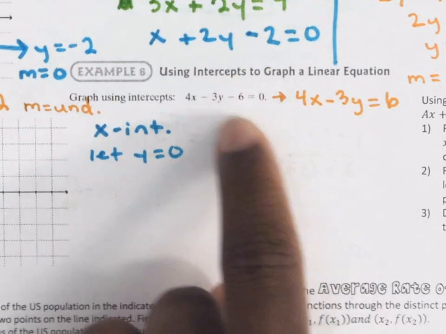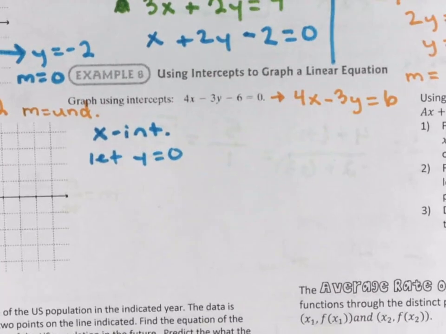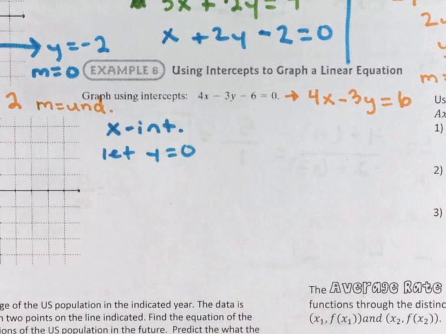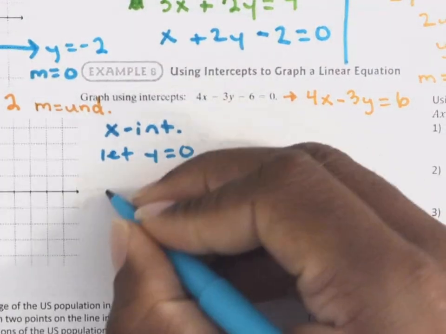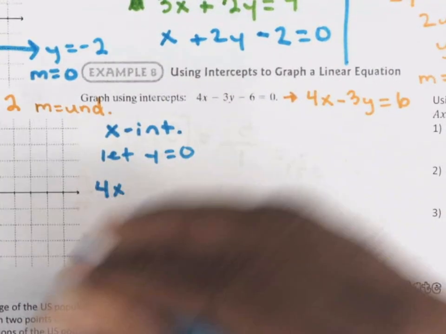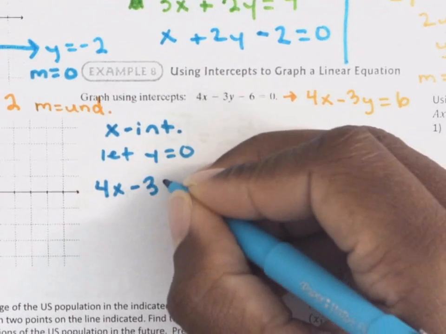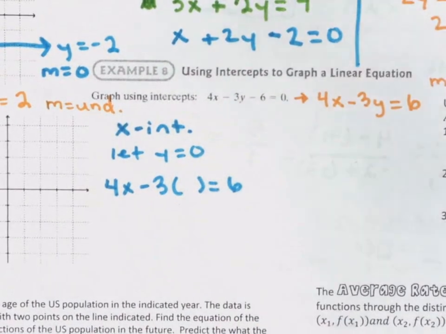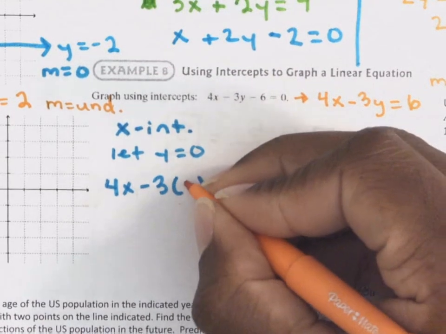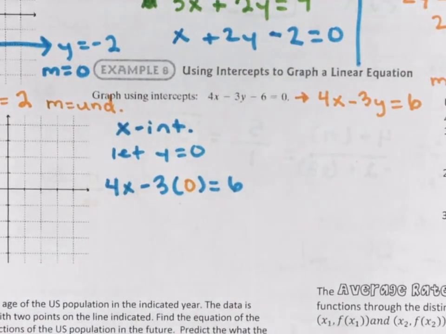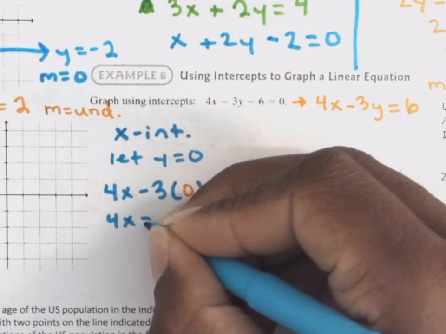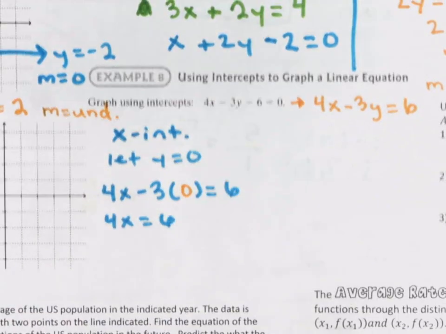All I did was add 6 to both sides. So now we'll use this. We're going to let y equal 0, and we'll get the x-intercept. So I get 4x minus 3 times 0 equals 6. 3 times 0 is 0, right? So I got 4x equals 6.